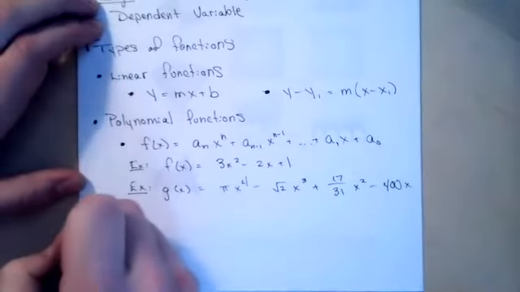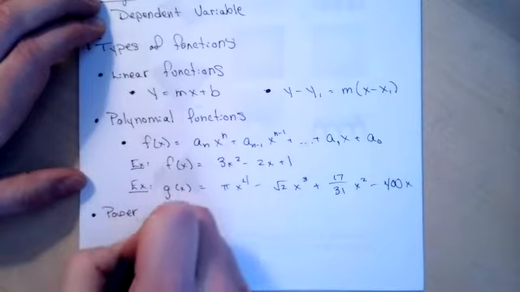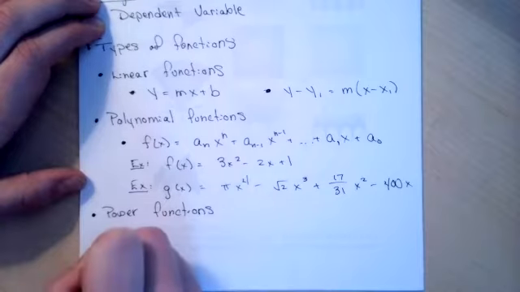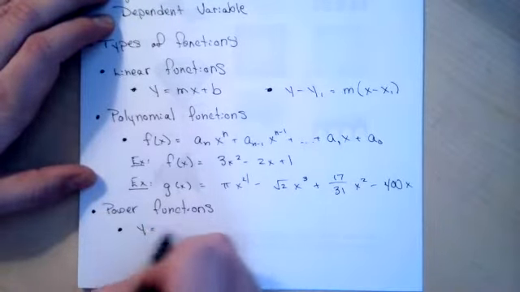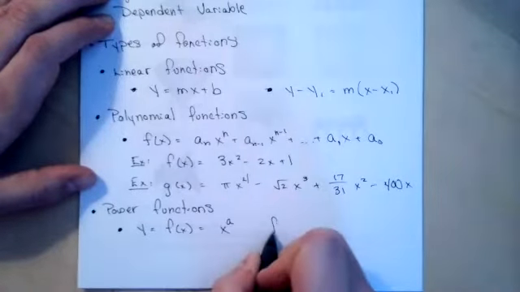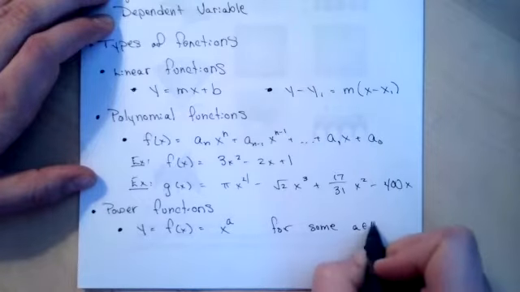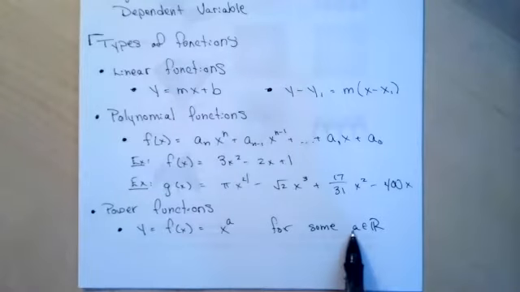The next type of function we get into are power functions. These are going to be functions of the form x to the a for some real number a. Whereas with polynomials, the exponents for polynomial functions are all going to be whole numbers, for power functions, we start to vary these exponents.